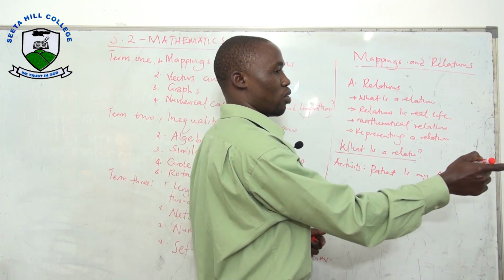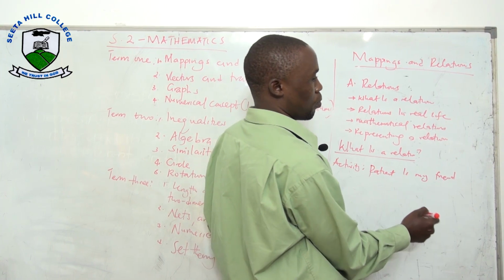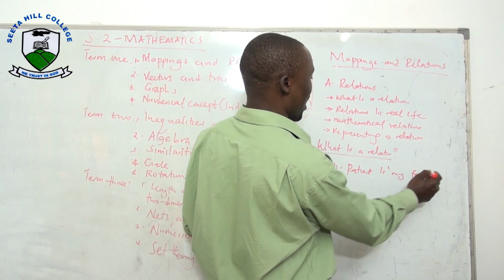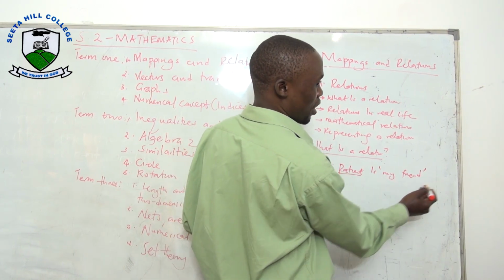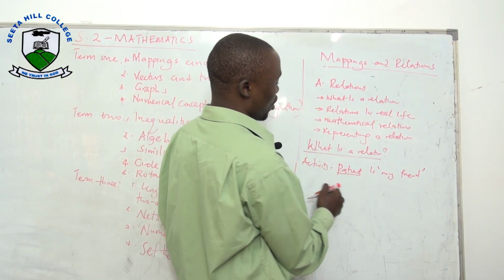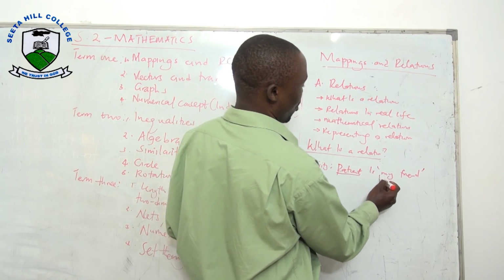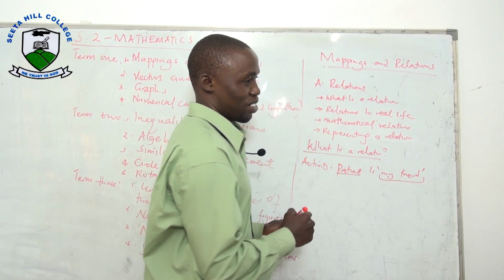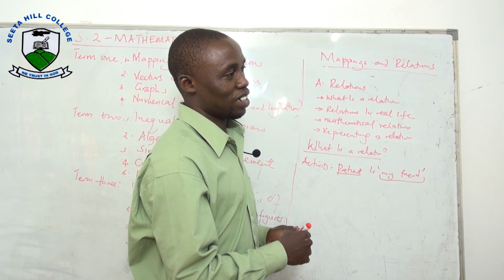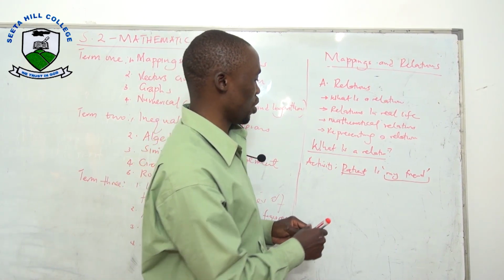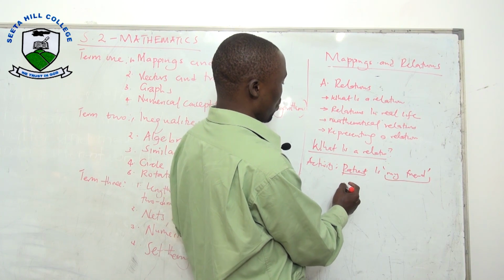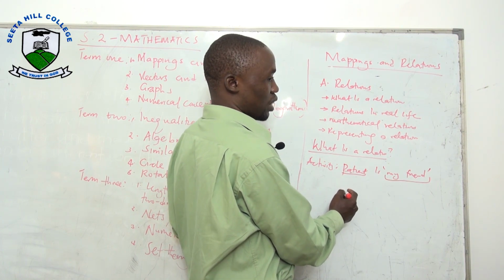Is this one also your friend? Now, Patience is my friend. What connects you with Patience is the word "my". What is relating you is that you are friends to each what? To each other.